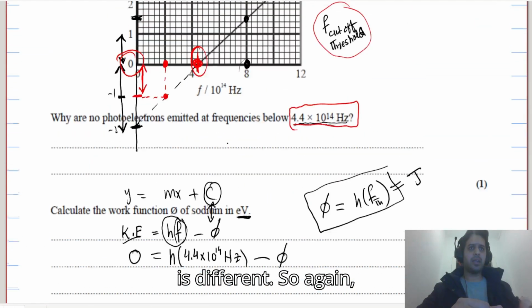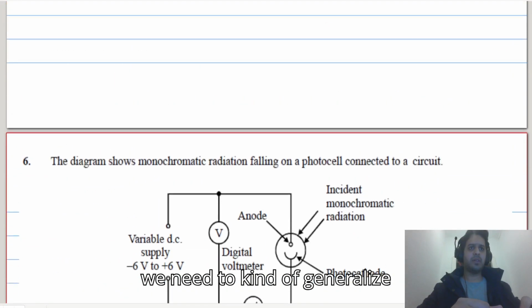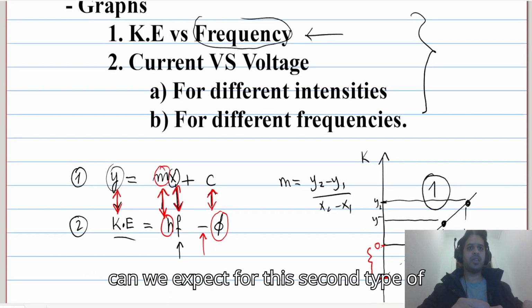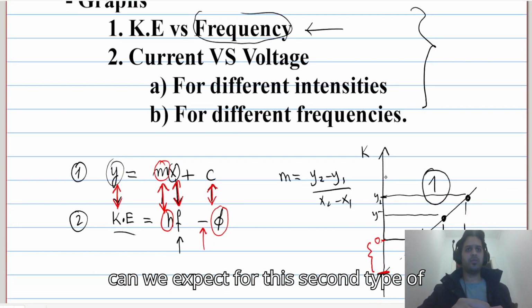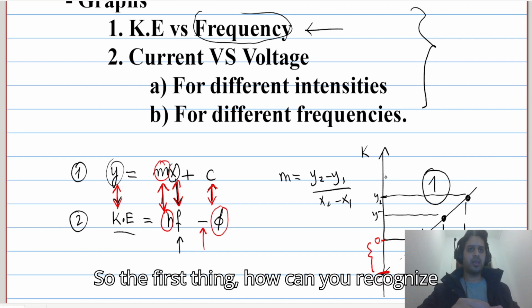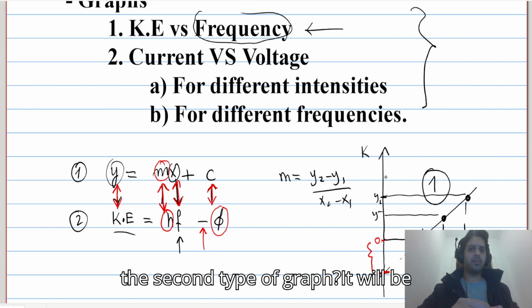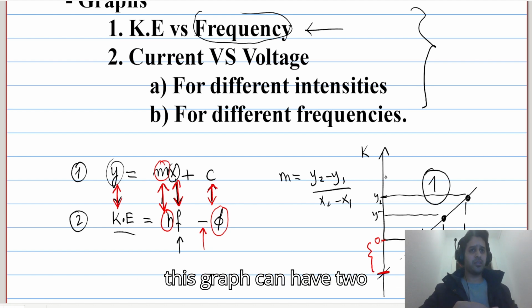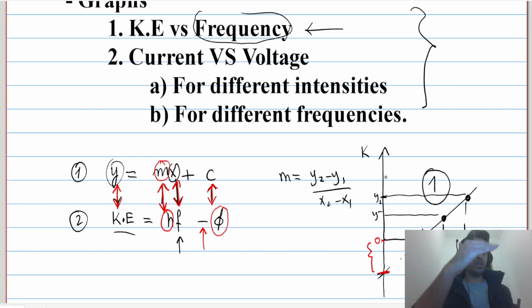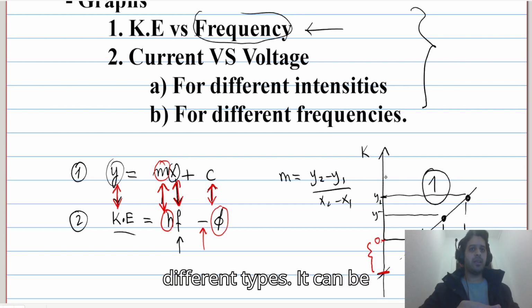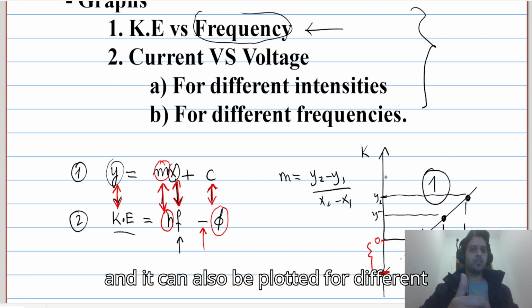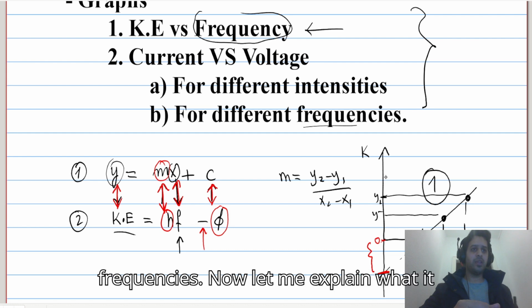Now the next type of graph, this one, you can see, first of all, it is different. So again, we need to kind of generalize these graphs, right? The second type, what can we expect for this second type of graph? So the first thing, how can you recognize the second type of graph? It will be current on y-axis and voltage on x-axis. This graph can have two different types. It can be plotted for different intensities, and it can also be plotted for different frequencies.